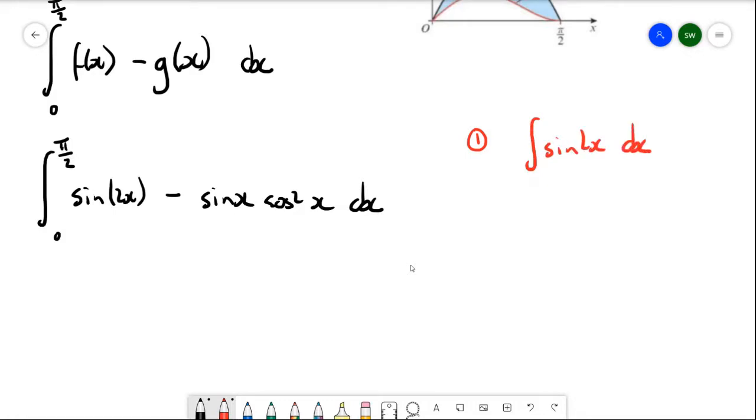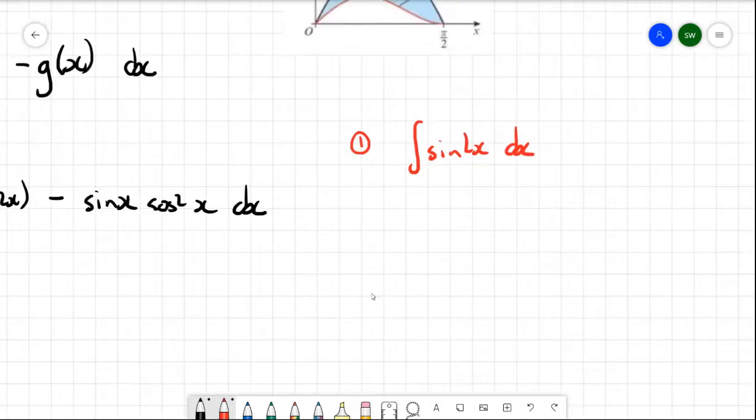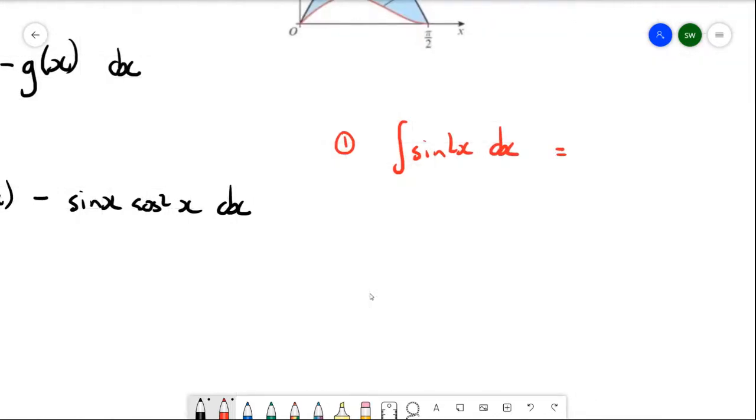Well, we know that sine integrates to minus cos. So it's going to be minus cos of 2x. And we need to divide by 2, because the derivative of 2x is 2. So it's going to be minus a half cos of 2x if you integrate that. You could also do a substitution. You could let u equal 2x and go through that process.